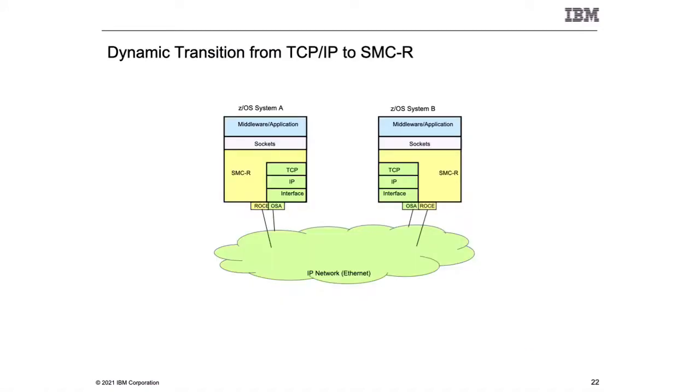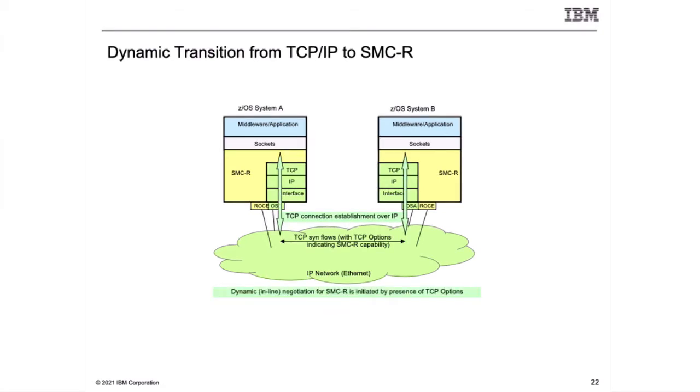So how does z/OS Communications Server enable transparent use of RDMA? The client and server applications continue to use existing TCP sockets programming to create a connection by performing the three-way handshake. As part of this handshake, a TCP option indicating whether the local peer is SMC-R capable is also passed.